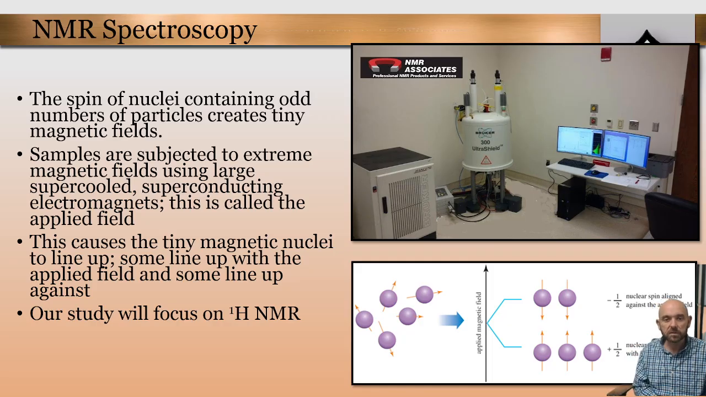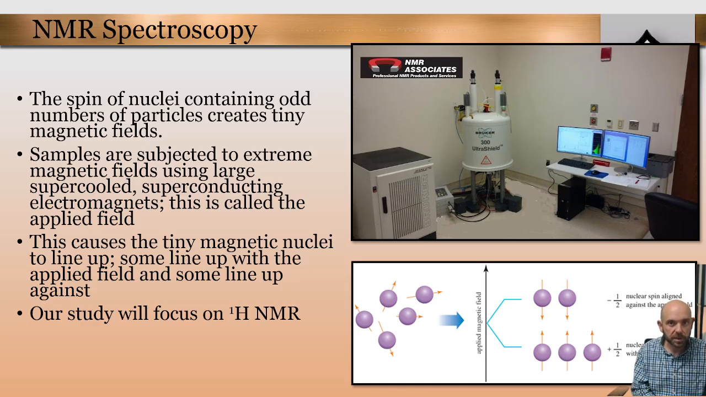And one of those is a little bit higher energy situation and one of them is a little bit lower energy situation. And the difference between those two is really important for NMR spectroscopy. So like I said, our study will focus on H1 or 1H NMR spectroscopy, which focuses on the hydrogens in an organic molecule.